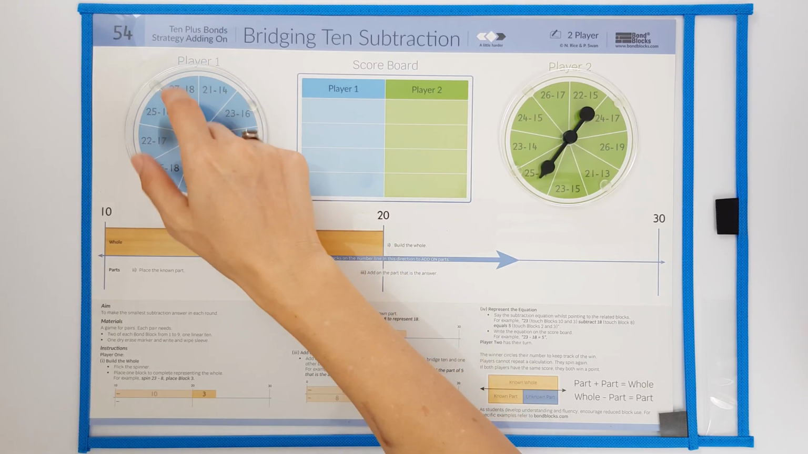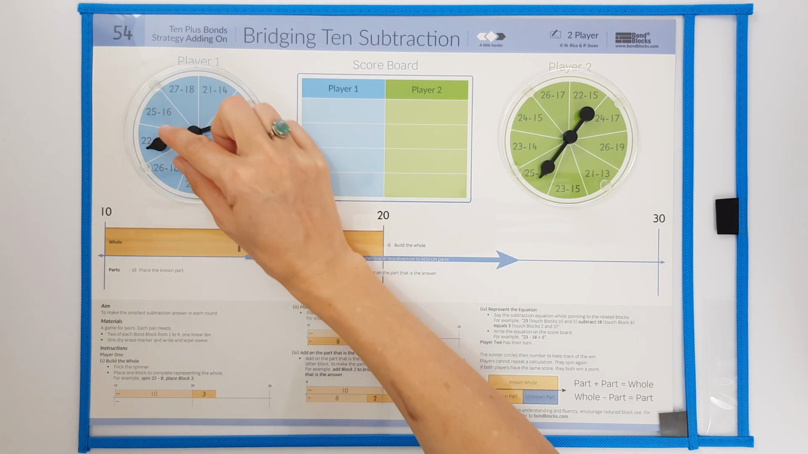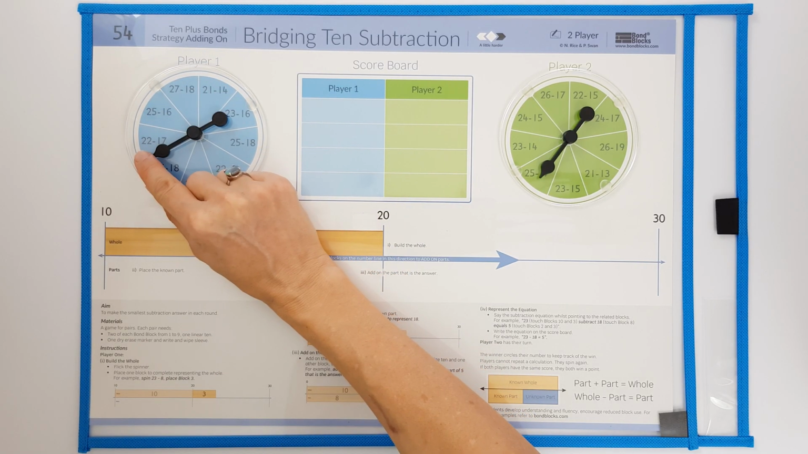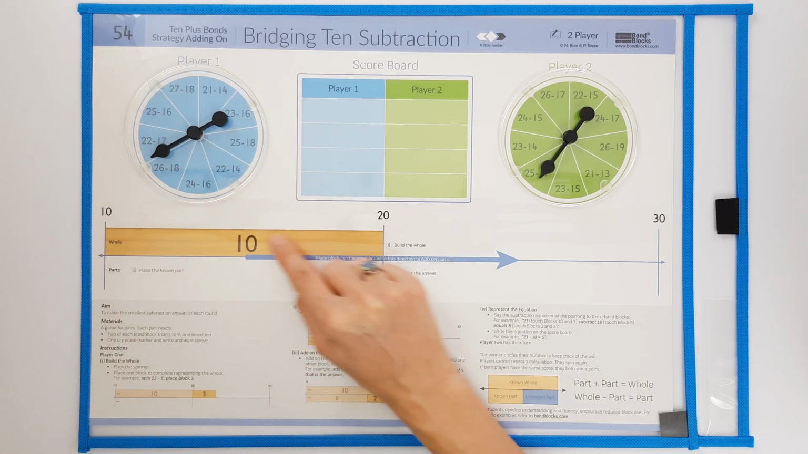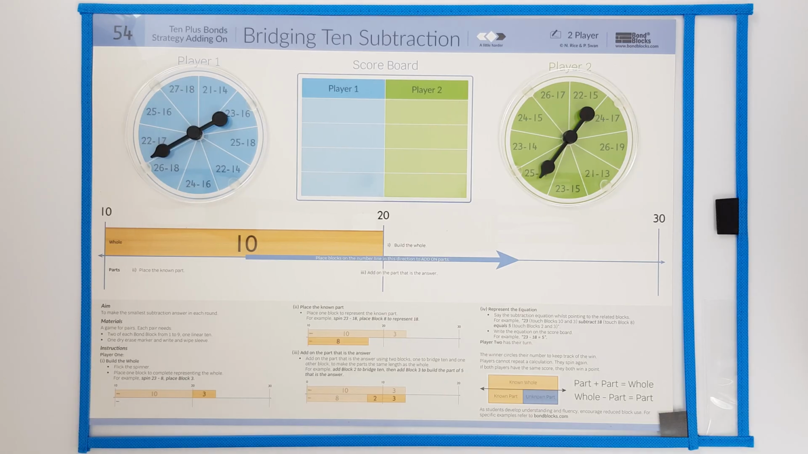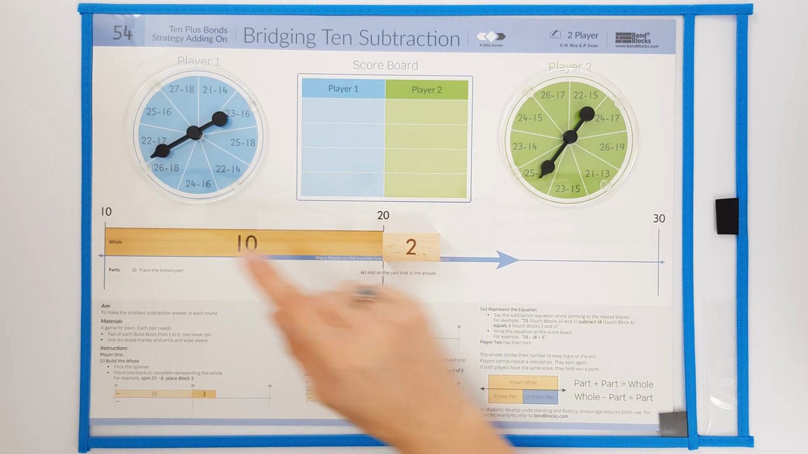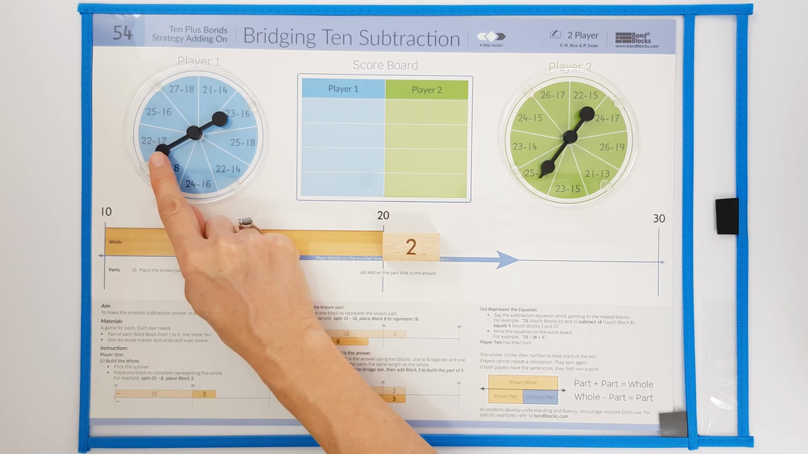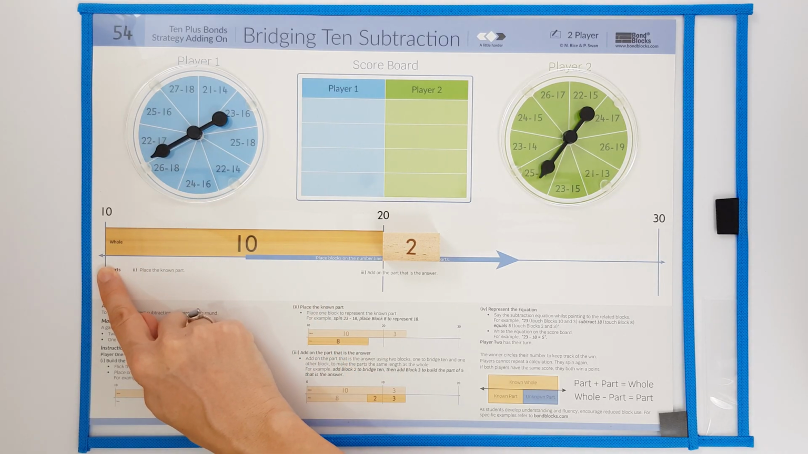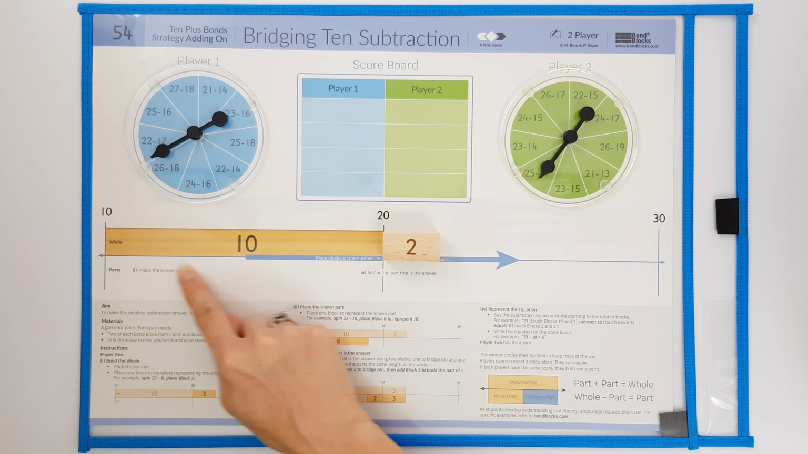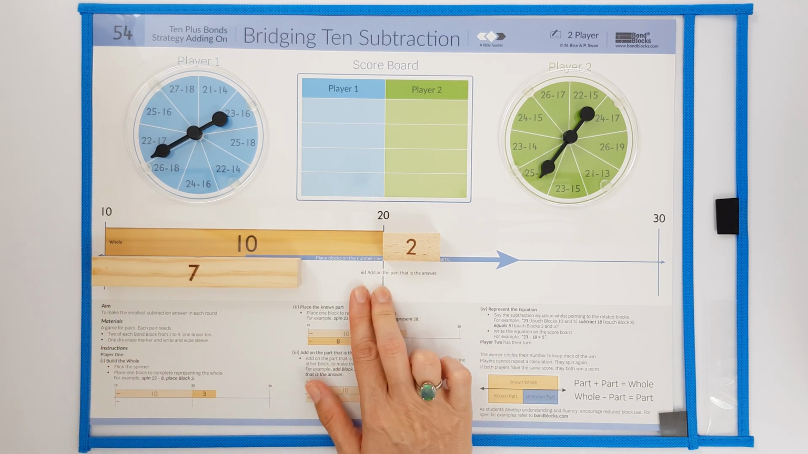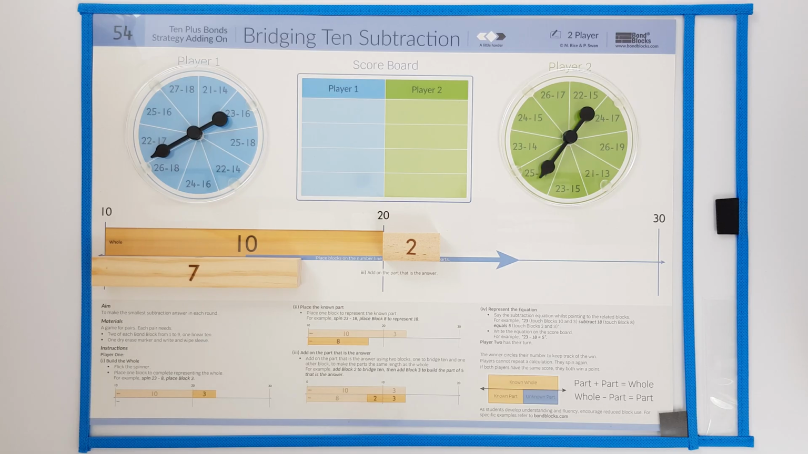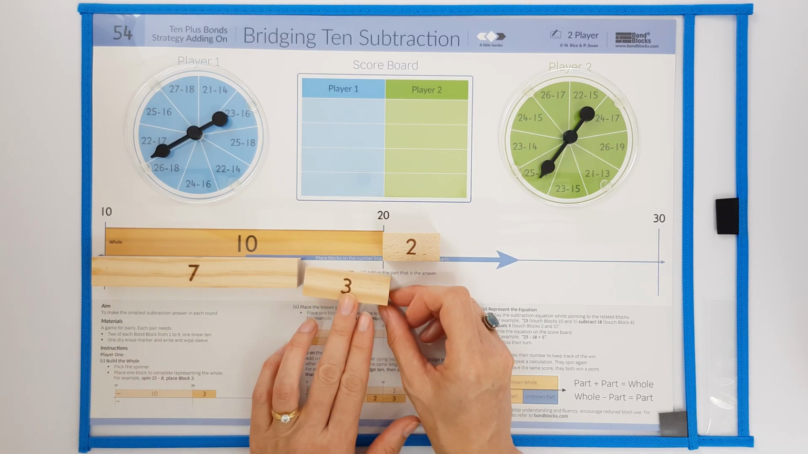Player 1 goes first, and they spin 22 subtract 17. First they represent the whole of 22. They then represent the known part of 17. Starting at the 10, 17. We then add on the part that is the answer in 2 blocks.